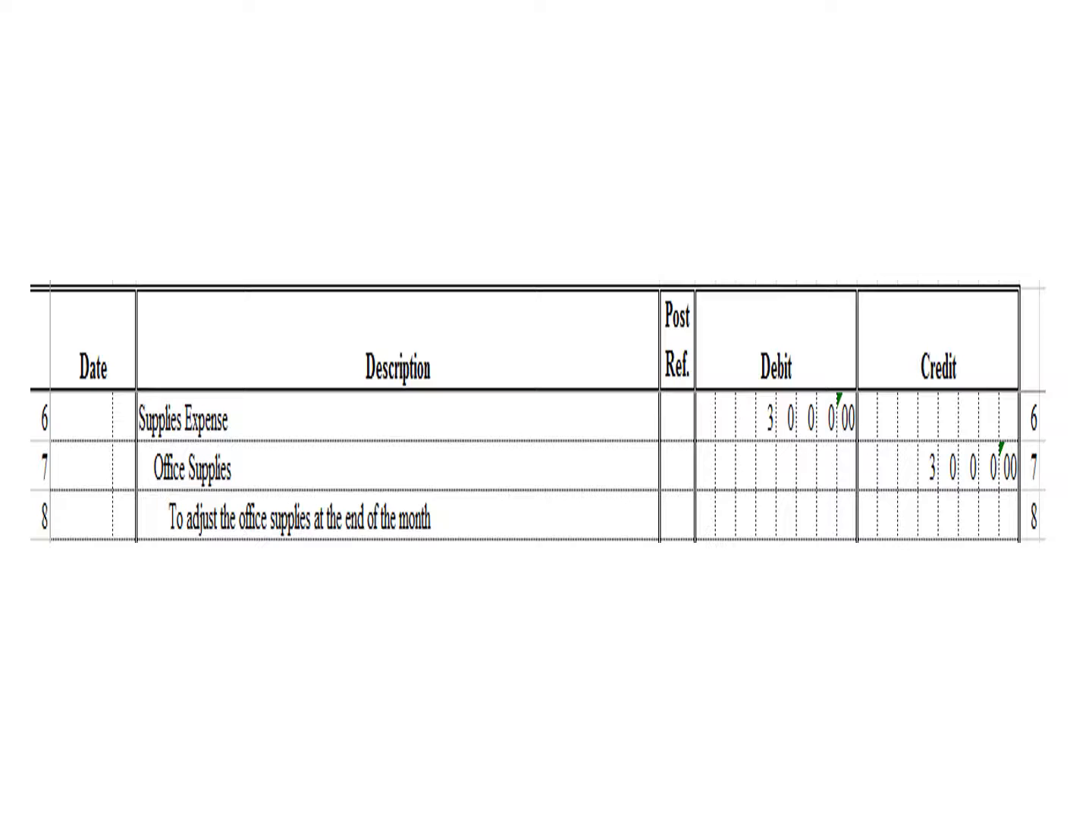So just write the debit entry: supplies expense for 3,000 pesos, because supplies expense increased. Then credit office supplies for 3,000 pesos, because office supplies decreased. The description: to adjust the office supplies at the end of the month. Let us post the debit entry.